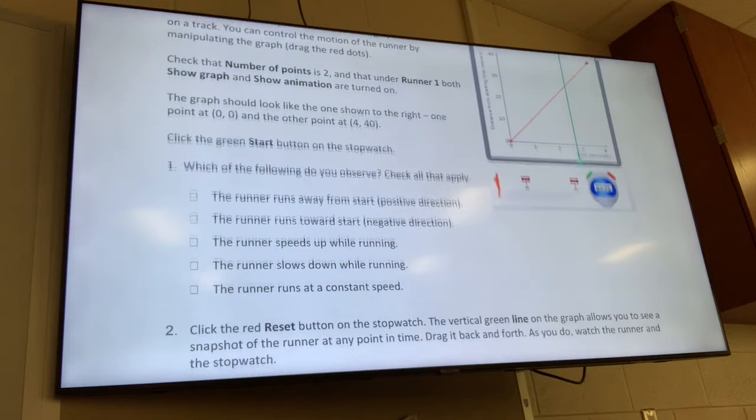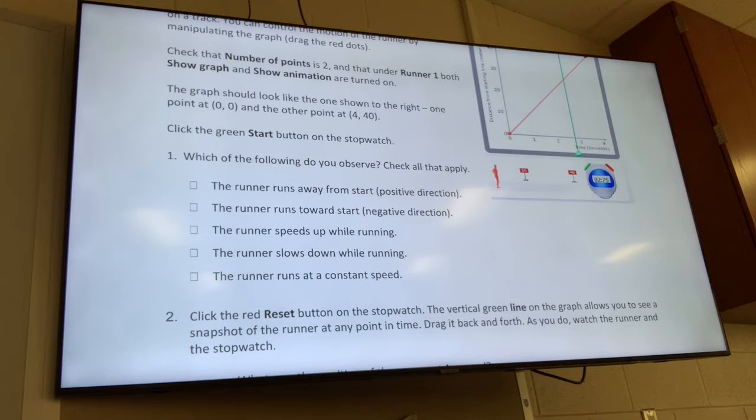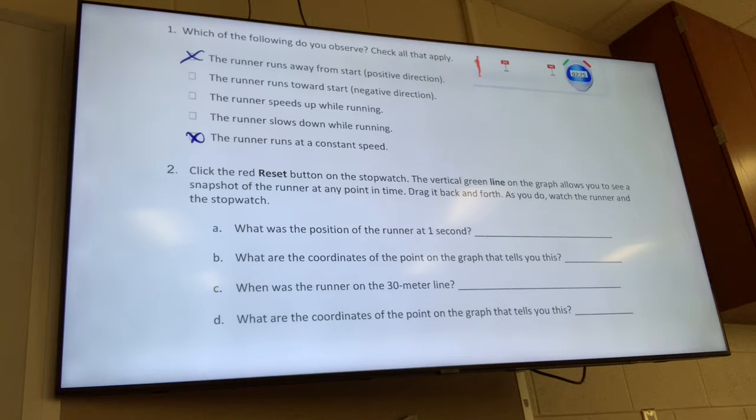So what did we observe? I have 2 check marks for this one. Yep, he's running to the right. So he's running away from 0, constant speed. Okay, we have a straight line, it's not a curved line. And even watching the runner, you can tell he stayed at the same speed the whole time he was running. So constant speed.